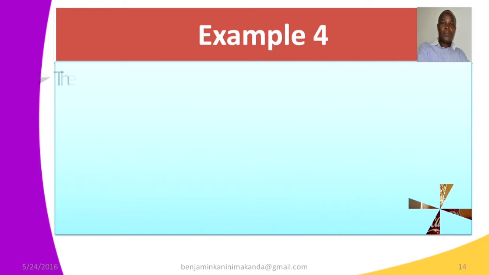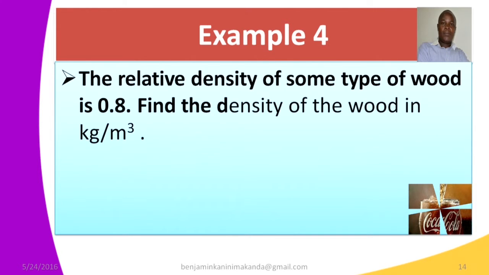So we have a problem here where we have to apply that formula. Example 4. Now, the relative density of some type of wood is 0.8.